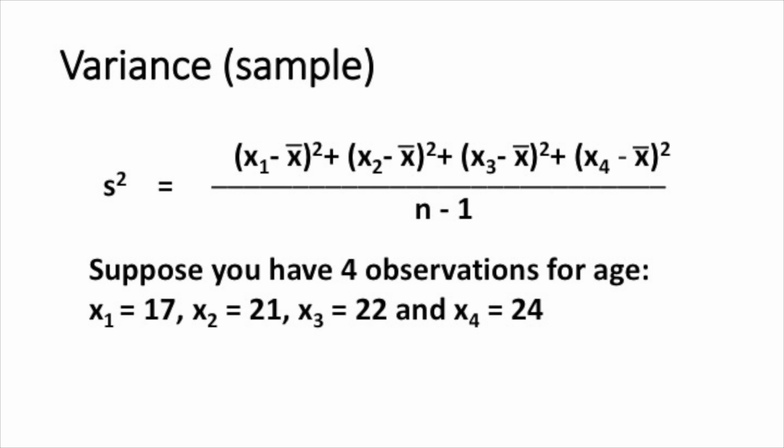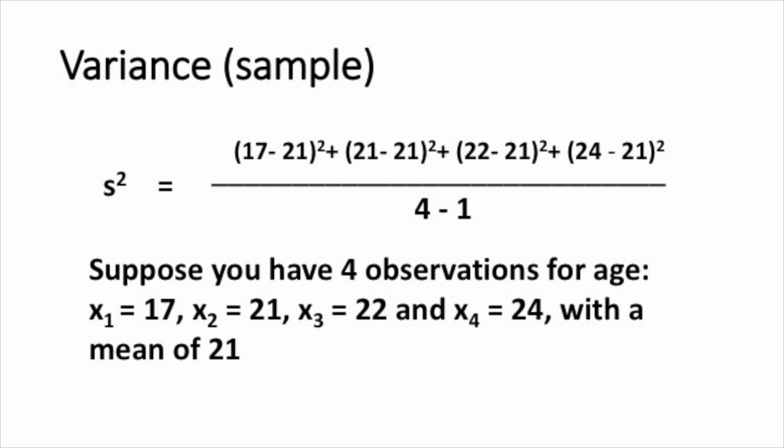If you have a sample with 4 observations, the top part of the formula translates into the value of the first observation minus the mean, which is x bar, and you square that, plus the value of the second observation, which is x2, minus the mean, again x bar, and you square that, plus the value of the third observation, which is x3, minus the mean value, and you square that, plus the value of the fourth observation, which is x4, minus the mean value, and then you square that.